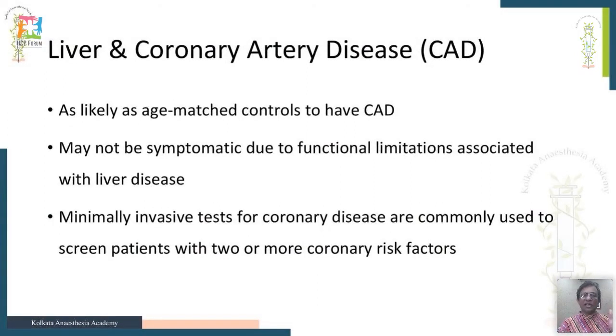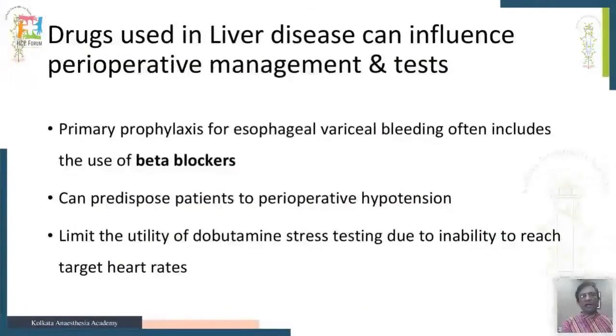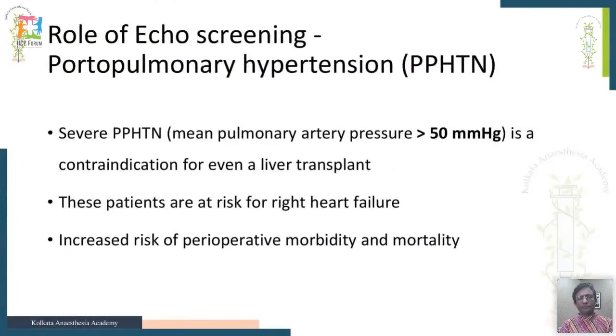Coronary artery disease is usually age matched, but there are certain diseases like NASH, non-alcoholic fatty liver, and hepatitis C, where the association with coronary artery disease and its morbidity and mortality is higher. Be aware of this. Patients with cirrhosis and portal hypertension would be on beta blockers, and these patients would be more prone to perioperative hypotension. If you're thinking of screening tests like dobutamine stress echocardiography, you will not get an answer because the heart rate is blocked.